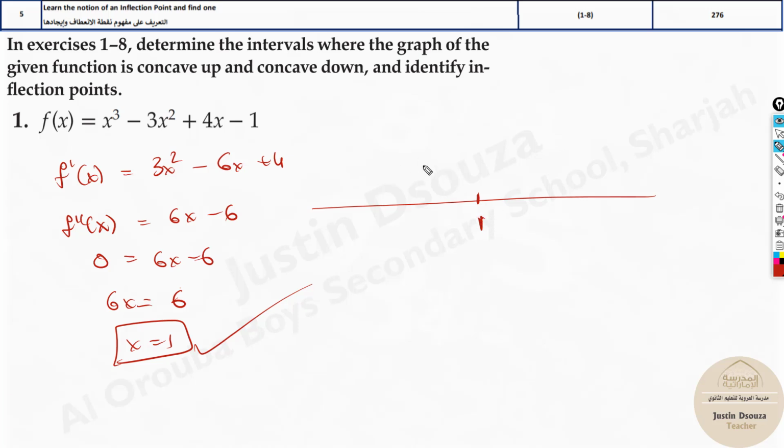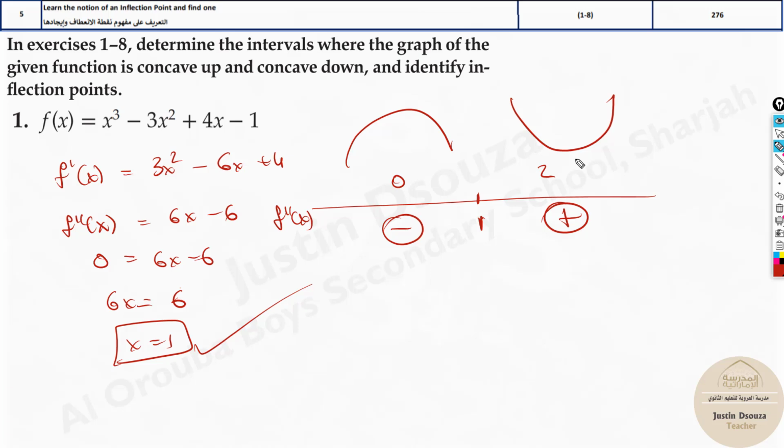So let me take a value less than 1. If I take a value less than 1, that will be 0. And over here, I'll take more than 1, say 2. Substitute it back in the double derived equation. If you put x as 0, you will get negative 6, so minus. And if you put 2, it will be 12 minus 6, positive 6, plus. It's very easy. Here it will concave downwards, then it will concave upwards. This is the answer.